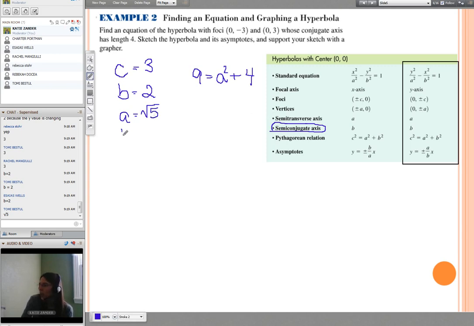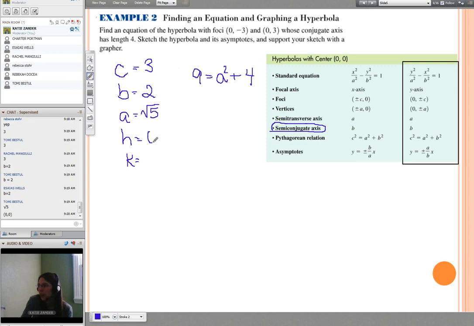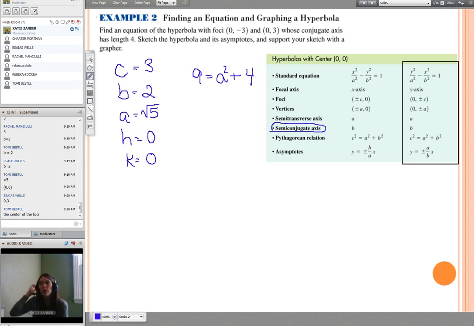Awesome. Where is h and where is k? And how do we technically know that, besides that being the only chart we have to go off of so far? You can tell by the foci, the center of the foci. If you're looking at (0, -3) and (0, 3), the center is going to be right in the middle of those two foci, so the middle is (0, 0). Beautiful. All right, we've got everything we need.